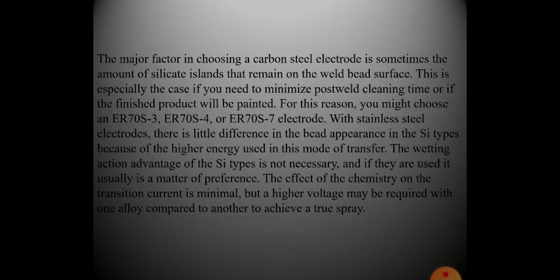And if we talk about this further, a major factor in choosing a carbon steel electrode is sometimes the amount of silicate islands that remain on the weld bead surface. This is especially the case if you need to minimize post-weld cleaning time, or the finished product will be painted. For this reason we choose ER70S-3, ER70S-4, or ER70S-7 electrodes, along with stainless steel electrodes.